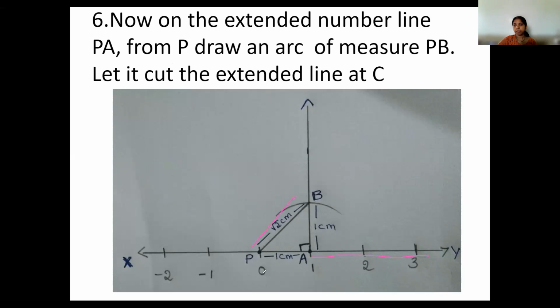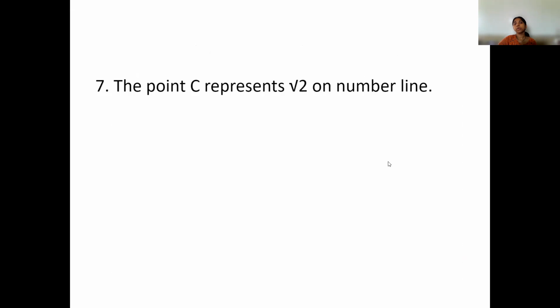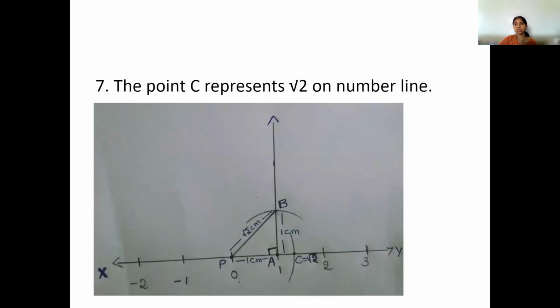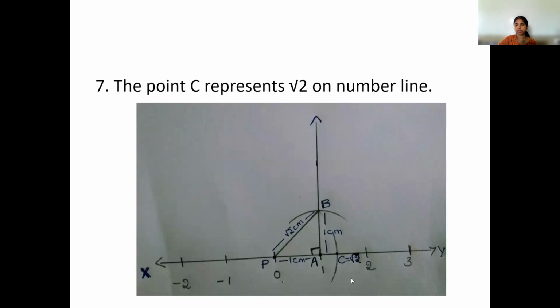From P, in your compass, you will take the measure of PB. Now you will draw an arc on this extended number line, PA extended this side. Keep the pointer at P and draw an arc. So let's see where it cuts. Okay, that's the next step. So point C represents the √2 on the number line.